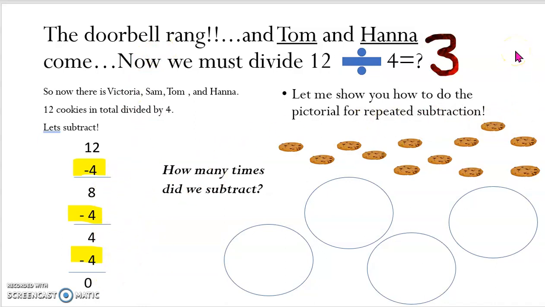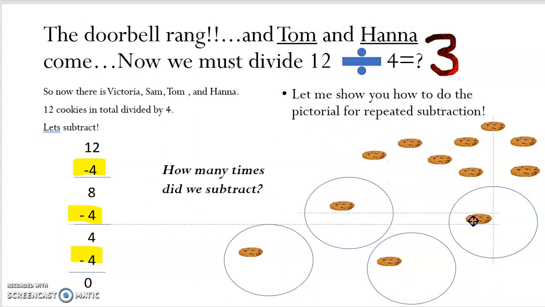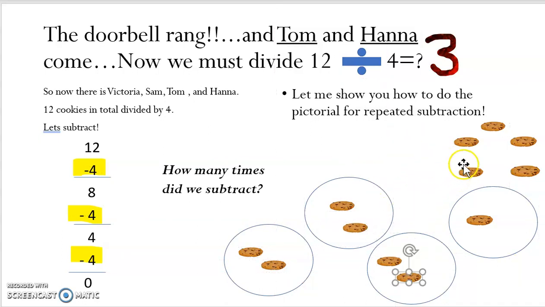Now let me show you how to do the pictorial representation. We have the total amount of cookies here. I have 12 cookies here, and I have to divide those by 4. Okay? Victoria, Sam, Tom, and Hannah. So I'm going to take my cookies and I'm going to divide them by 4. Now remember, we have to divide them equally. So I'm going to start giving each kid at the table 1 cookie. Just like that, until I run out of cookies.